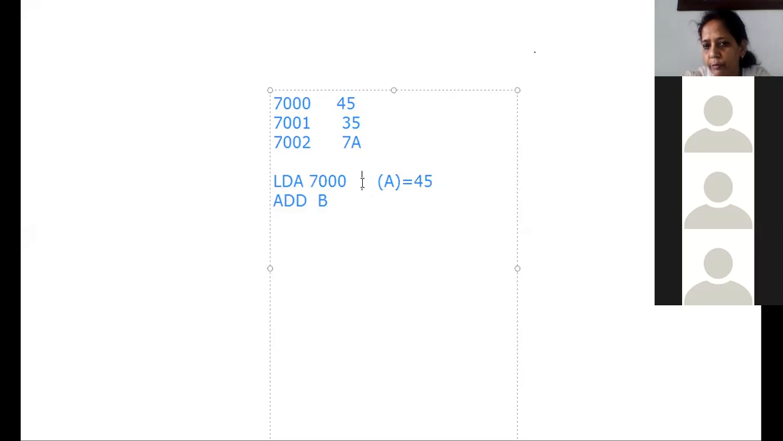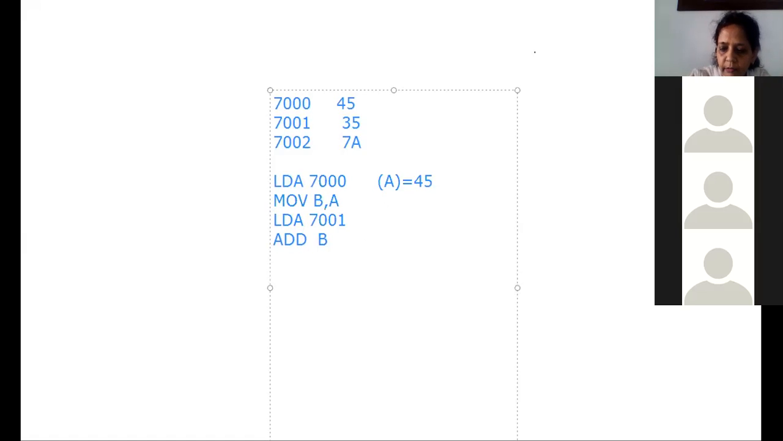Correct? Now this value I will have to transfer to, for example, the B register. So I will say MOV B, A. Move, destination is B, source is A. And then again I will say LDA 7001. So what has happened in this case? Whatever was in A had gone to B, so B has become 45.